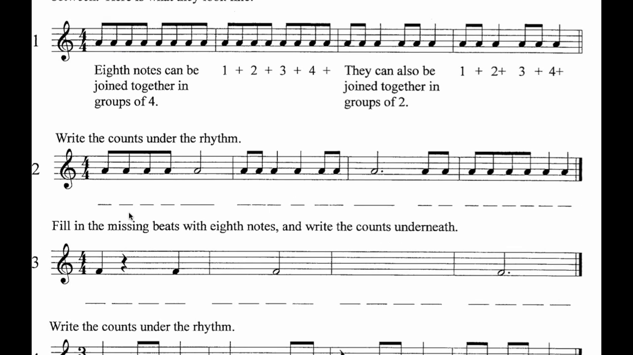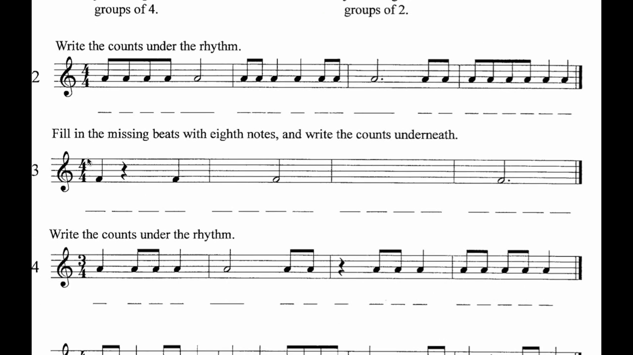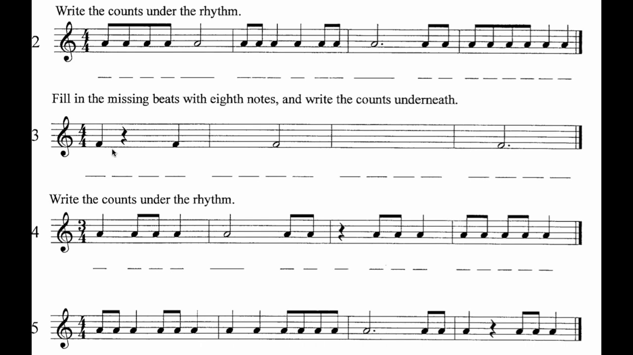So for number 2, writing the counts under the rhythm would be 1 and 2 and 3, 4, 1 and 2, 3, 4 and, 1, 2, 3, 4 and 1 and 2 and 3, 4. Fill in the missing beats with eighth notes and write the counts. 1, 2, parentheses R. Then we don't have anything on beat 3, and this is beat 4.